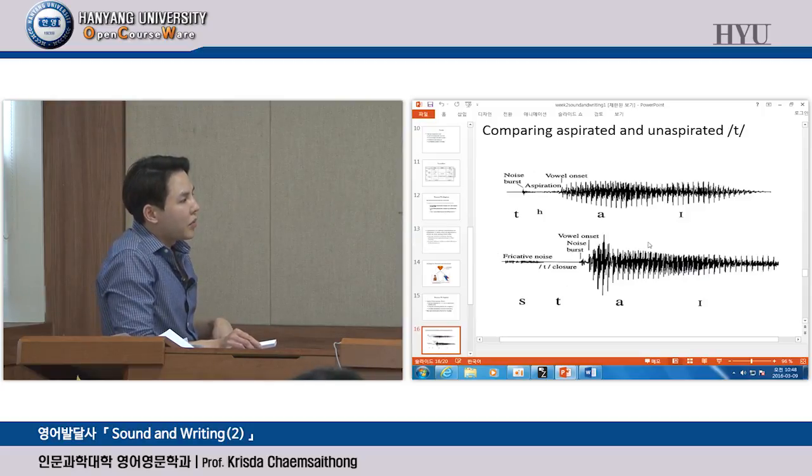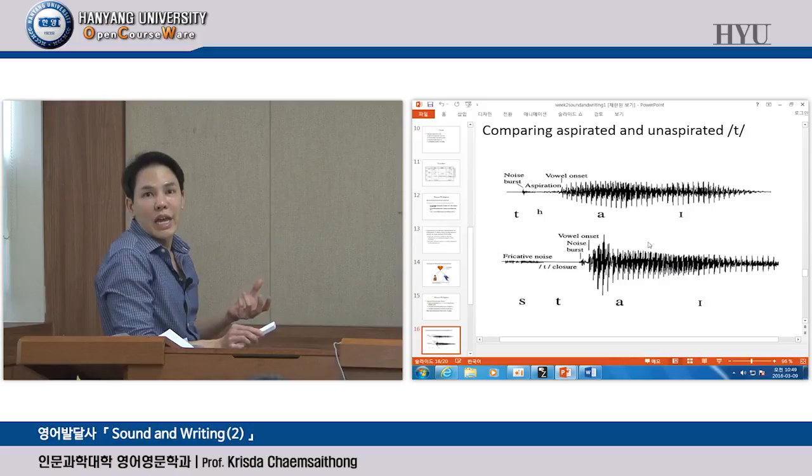And here, the version that has no aspiration, there is no delay in the start of the energy like this, right? So there's no delay, just a little bit before it starts, right? Unlike this one, where you have a long delay before the start of the vowel here. The vowel onset is the beginning, right? The vowel onset here is delayed because of that aspiration or puff of air. But here, the T, this is the T, there's no aspiration, so the vowel can begin right away. Okay?